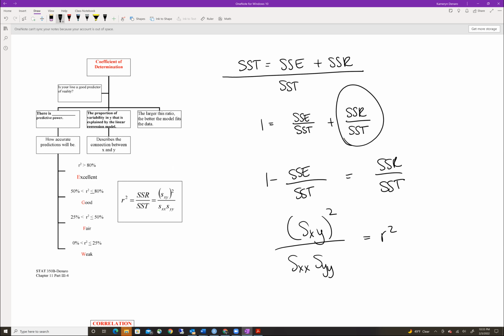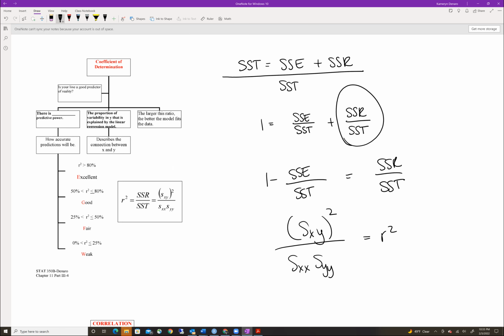The really more important part is, what does the coefficient of determination actually do? It's telling you whether or not your line is a good predictor of reality. It tells you how much predictive power the variables in your model have. So if your r squared value is very close to 100% or close to 1, then you have excellent predictive power. If it's between 50 and 80%, good predictive power. 25 to 50%, fair. 0 to 25%, weak.